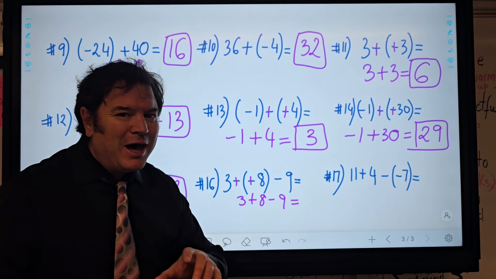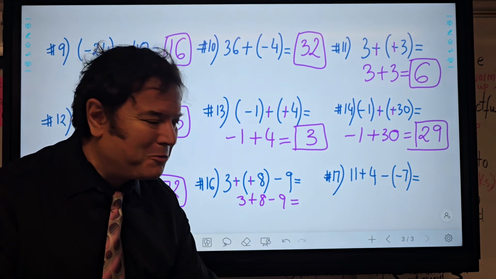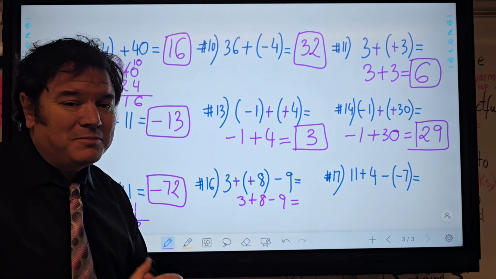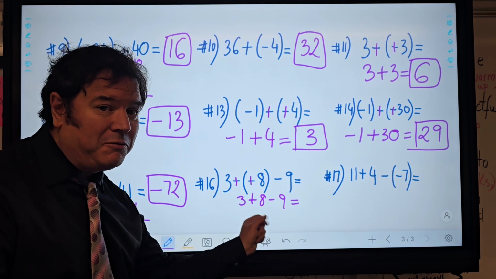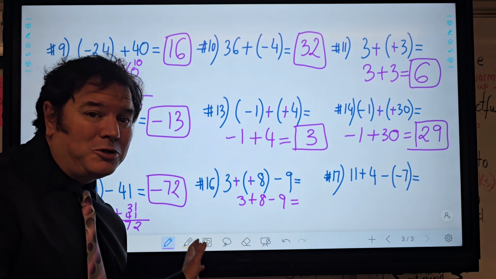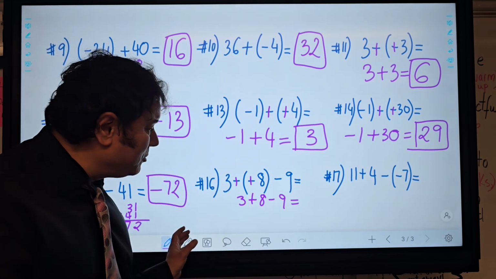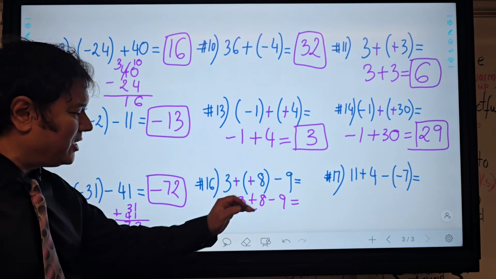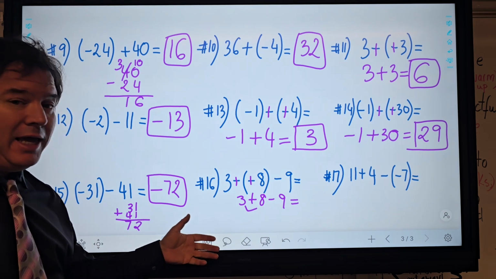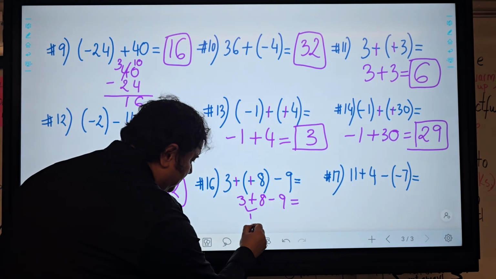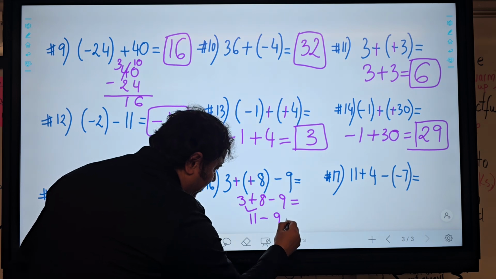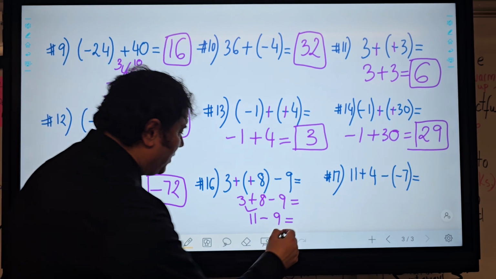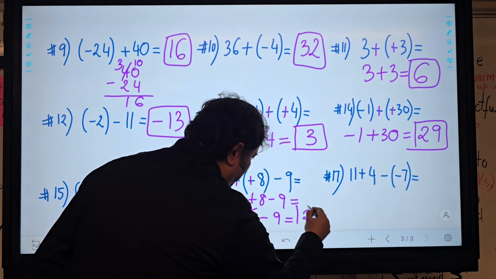Now we are going to remember our order of operations, right? When we have a positive and a negative next to each other, just by themselves, the rule is we are going to solve from left to right. So we are going to add first. 3 plus 8, we get what? 8 plus 3, it's 11. And then we are going to subtract the 9 from 11. So 11 minus 9 is 2. Right, positive 2. Final answer.